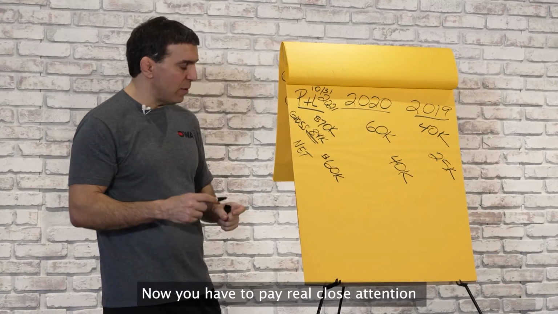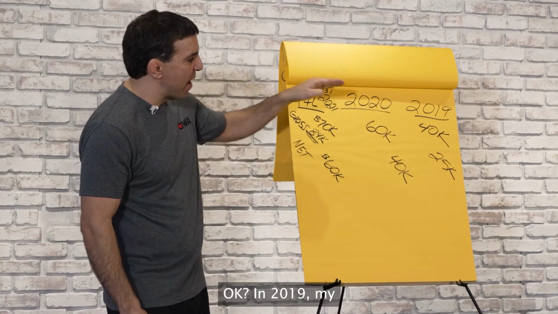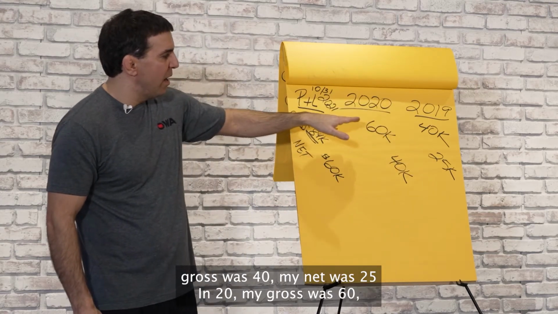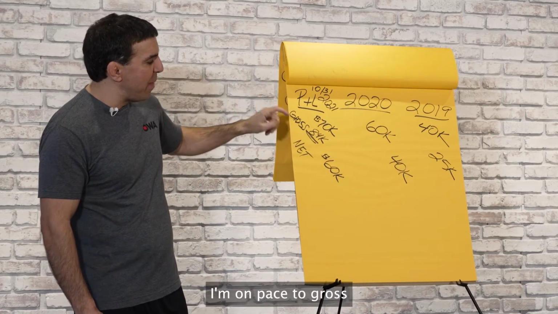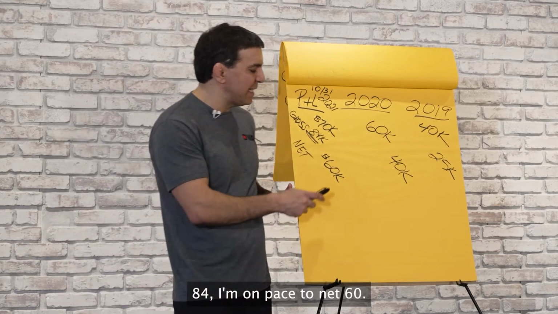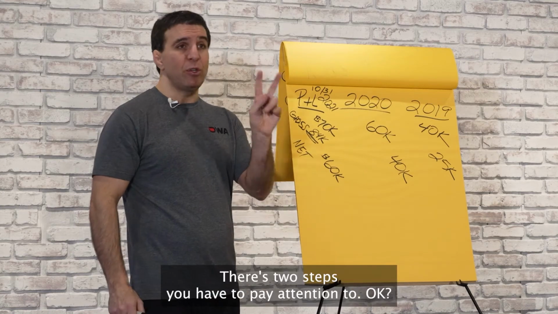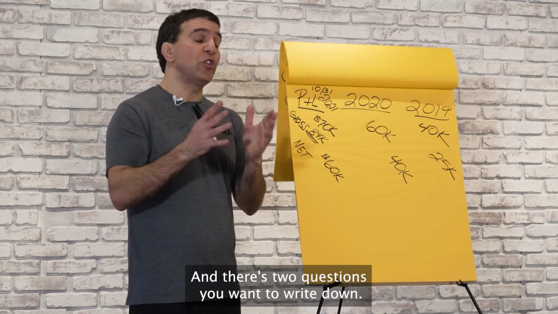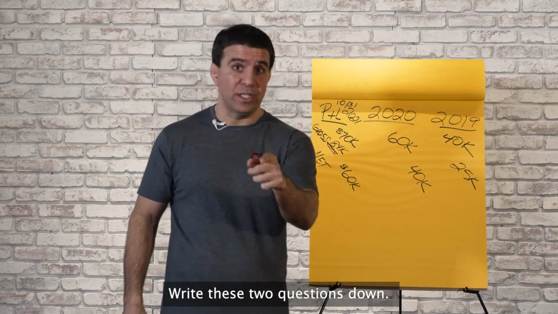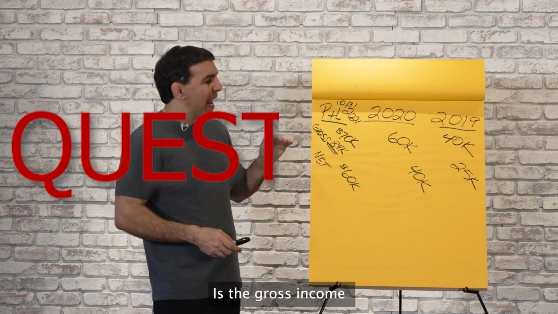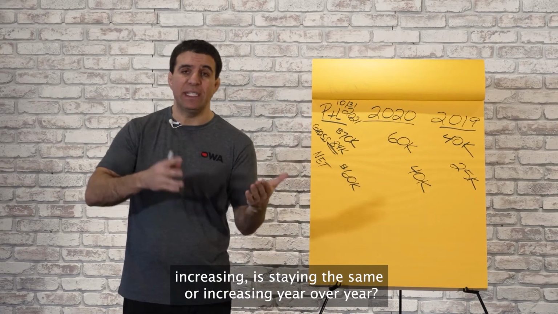Now you have to pay real close attention to this, everybody, because this is super important, okay? In 2019, my gross was 40, my net was 25. In 20, my gross was 60, my net was 40. In 2021, I'm on pace to gross 84, I'm on pace to net 60. This is how we calculate the income. There's two steps you have to pay attention to, okay? And there's two questions you want to write down, actually. These are two questions you want to ask, and if you're writing this down at home, write these two questions down. Question one, is the gross income staying the same or increasing year over year?